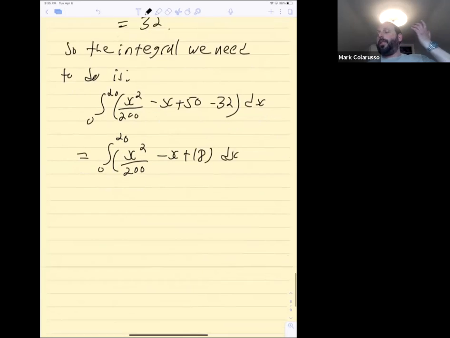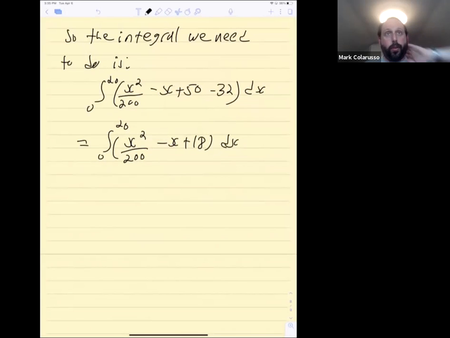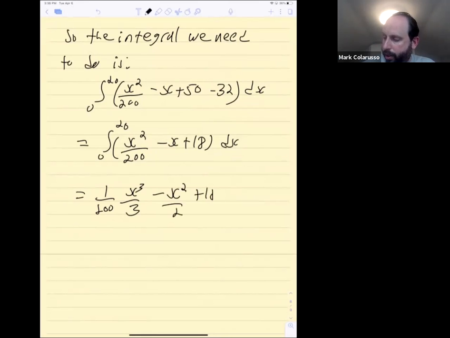Okay, so now this is as simple as it's going to get, and we can do this integral fairly easily. So again, I'll do it all at once. The antiderivative of x squared is x cubed over 3, of x is x squared over 2, and of 1 is just x. The antiderivative of this whole thing is 1 over 200 times x cubed over 3 minus x squared over 2 plus 18x, evaluated at 20, subtract the result at 0.